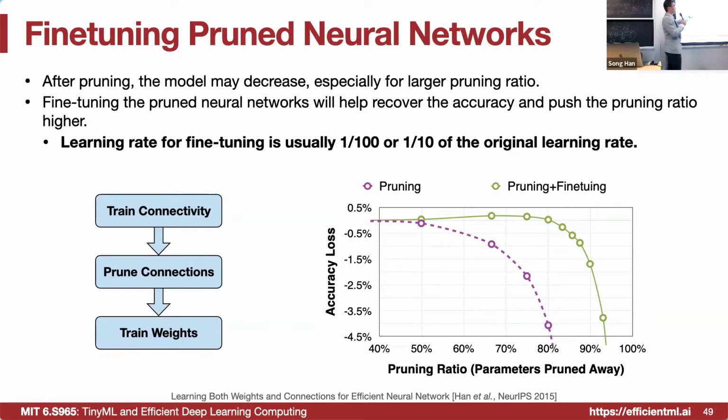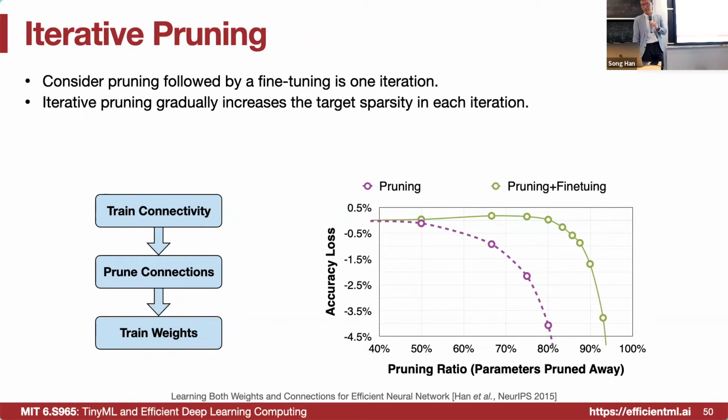So this is showing the effect before fine-tuning. Okay, we have seen this one. At 80% we have a lot of accuracy drop, but with proper fine-tuning, we can fully recover the accuracy even with an 80% pruning ratio. This shows fine-tuning is super important.